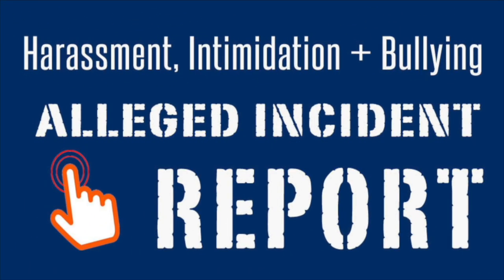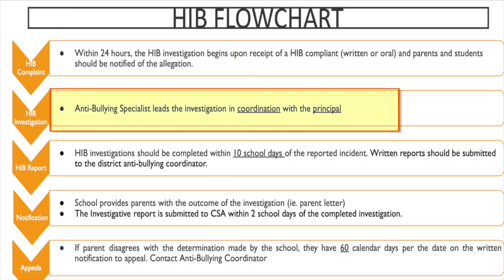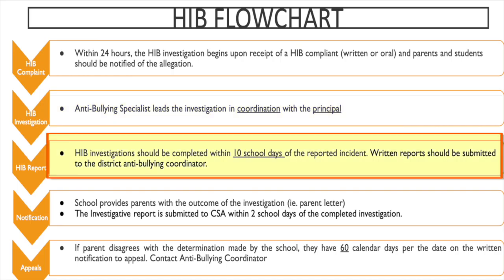Within 24 hours of receiving a written or oral complaint, the HIB investigation begins. Parents and students should be notified of all allegations. The anti-bullying specialist leads the investigation in coordination with the principal. HIB investigations should be completed within 10 school days. All written reports should be submitted to the Anti-Bullying District Coordinator.